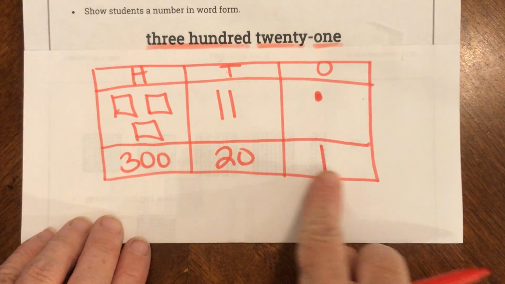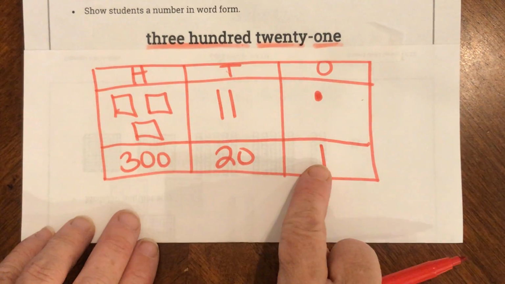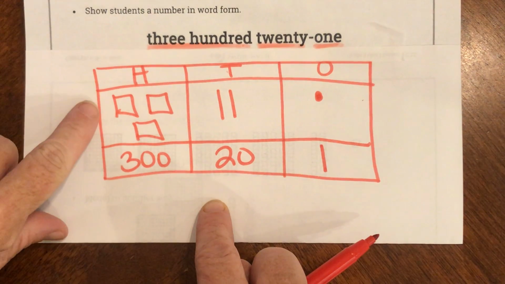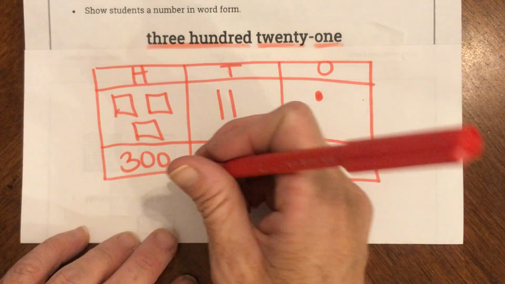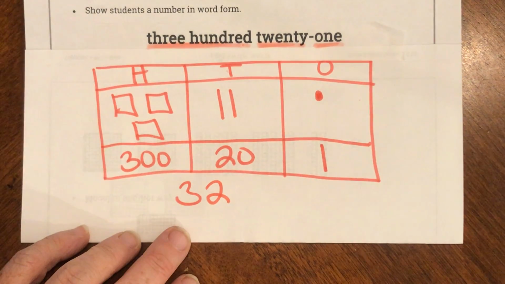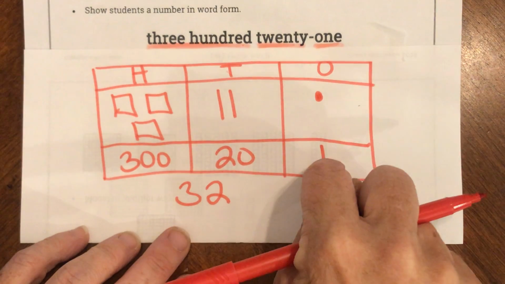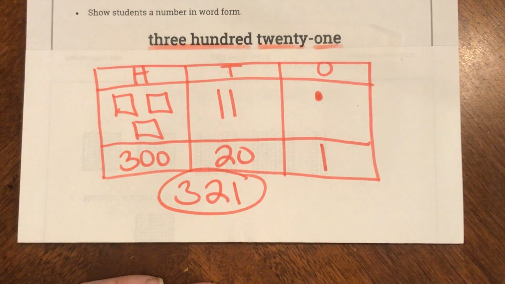I have it kind of in expanded form here if I was to add my plus signs or addition signs. But what do I have? They want me to write it now in standard form. So how many hundreds do I have? 3. How many tens do I have? 2. And how many ones do I have? 1. So my answer is 321.